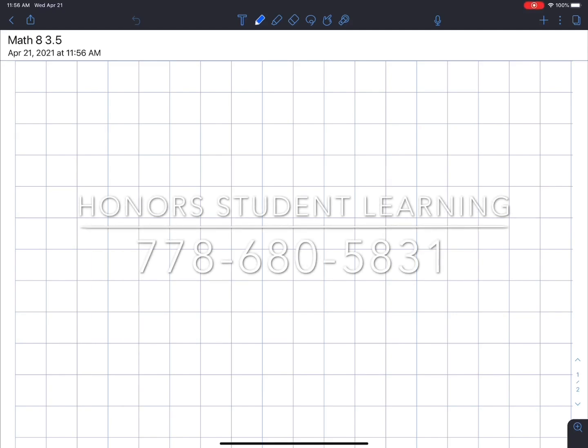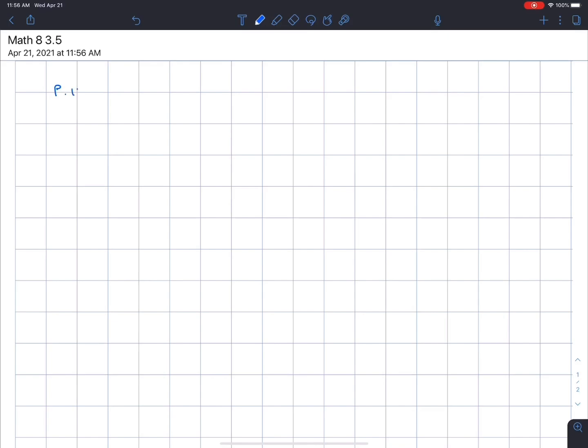Okay, moving on to 3.5. This is page 111. We are looking at question 1. Find the volume of a cylinder with a given dimension.